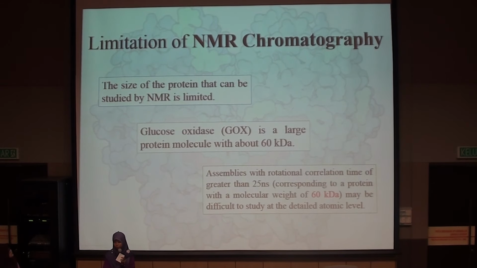So we prefer X-ray crystallography over NMR because the enzyme we use, glucose oxidase, has a molecular weight of 60 kilodalton, which is large, and it is difficult for NMR spectroscopy to analyze the atomic detail. So I think for the overall presentation, this is the last part, and that's all. Thank you.